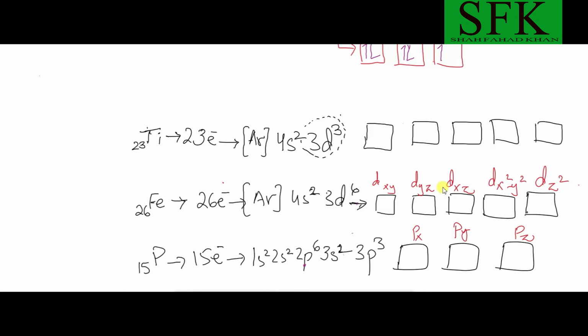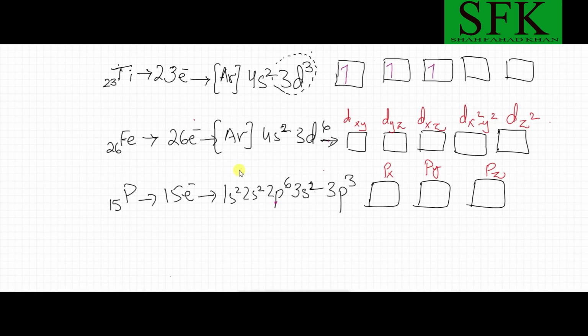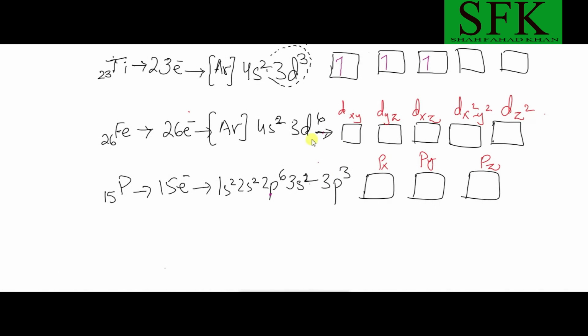namely the dxy, dyz, dxz, dx squared minus y squared, and dz squared. The three electrons will start filling up singly first, then second, then third, and that's it. This is the electronic configuration of the 3d orbital according to Hund's rule.